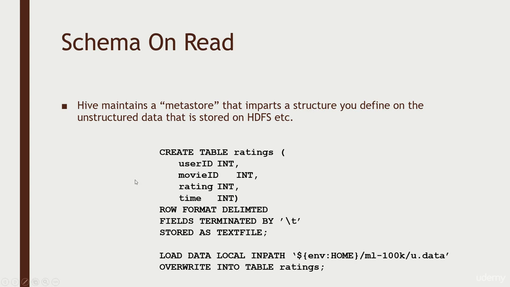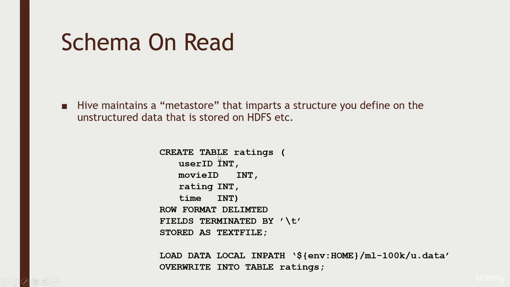So here's an example of it. We kind of cheated in our previous example, where we used the Ambari UI to import our data through a graphical user interface, but if you wanted to do it the hard way, it would look something like this. You'd enter a command called create table ratings, and it will give you the various field names and their types. They all happen to be integers in this case. And then you tell it how that data is actually structured on disk. So the row format is delimited with tab delimiters, stored as a text file.